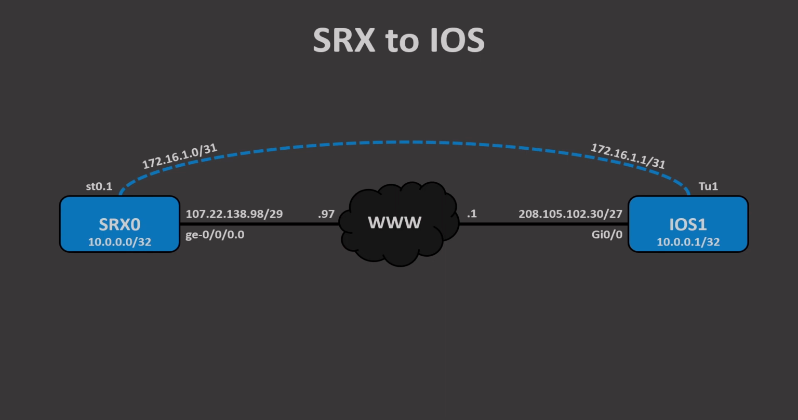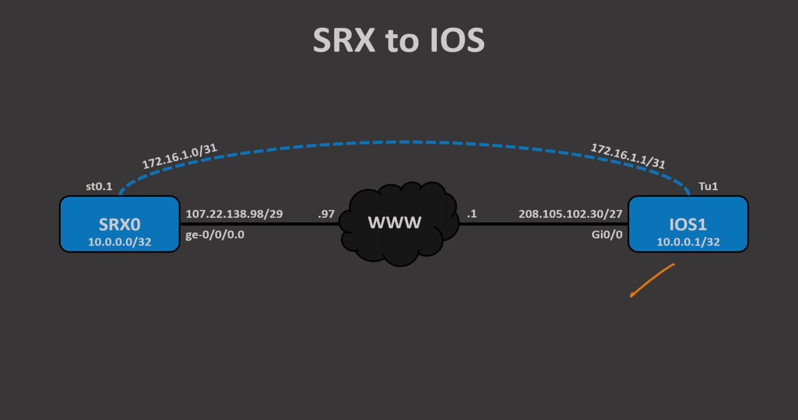Here's the topology we'll be using for the SRX to IOS VPN. Over here on the left, we have SRX 0, and we're going to be using 10.0.0.0 as the loopback. Its internet interface is going to be gig 0/0/0, and its global IP will end in 138.98. The tunnel interface will be secure tunnel 0.1, and the tunnel IP address will be 1.0/31.